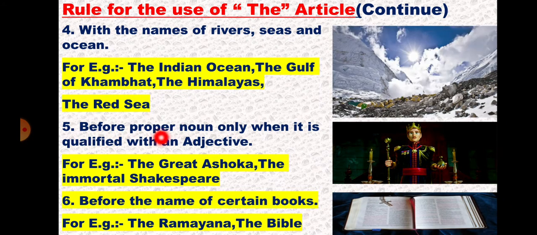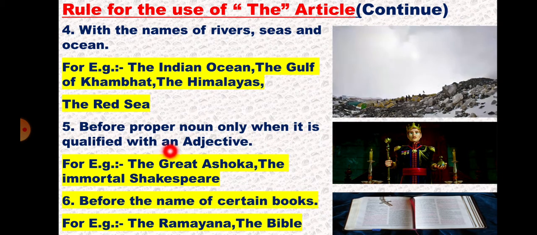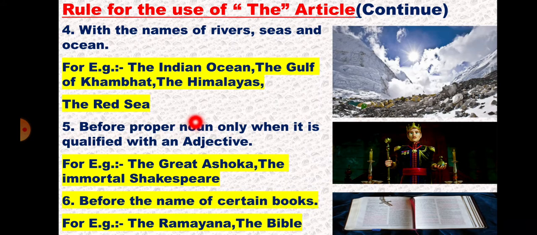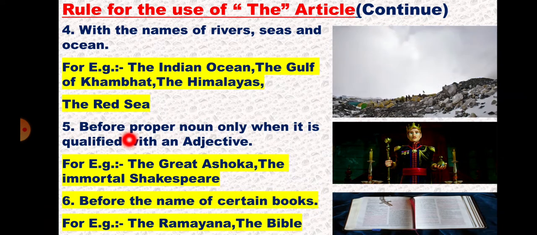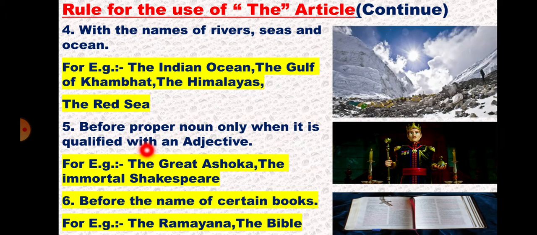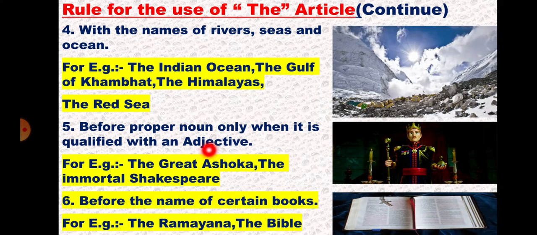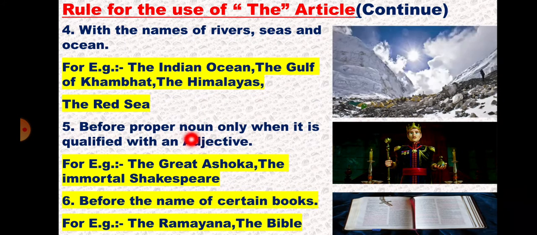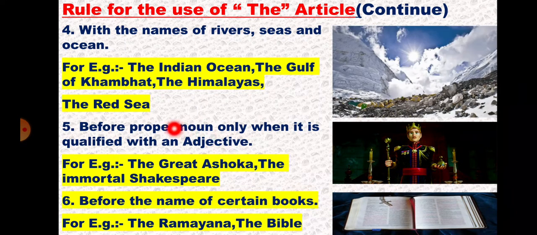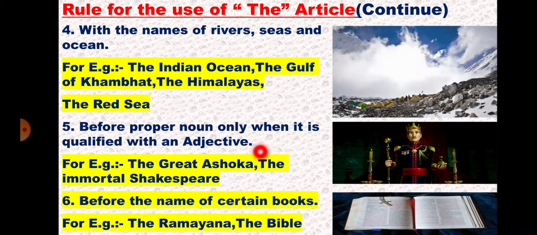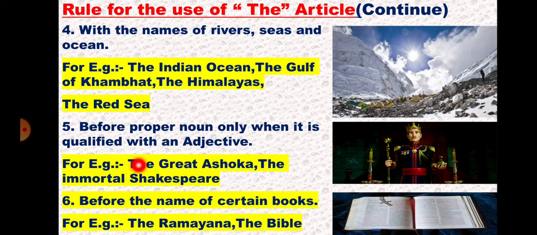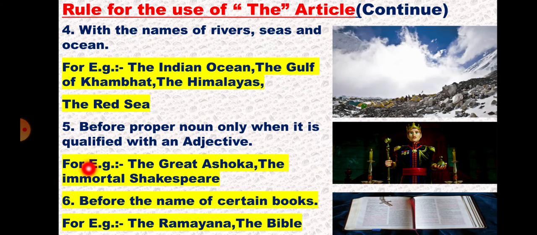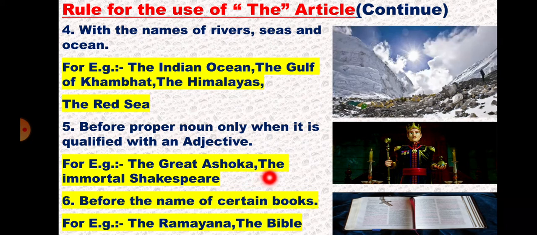Fifth, before a proper noun only when it is qualified with an adjective. So here, when a proper noun is qualified with an adjective, at that time also we are using the article the. The great Ashoka. So here Ashoka is a proper noun. It is qualified with the adjective great. So with that we are using the article the. The immortal Shakespeare. So again Shakespeare is a proper noun. It is qualified with the adjective immortal. So we have used the article the.